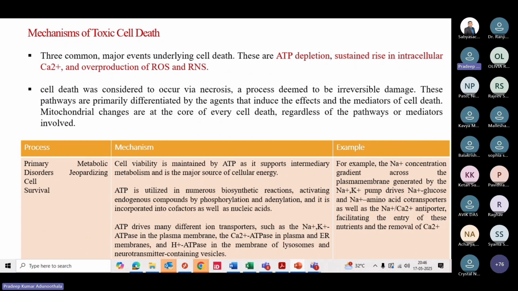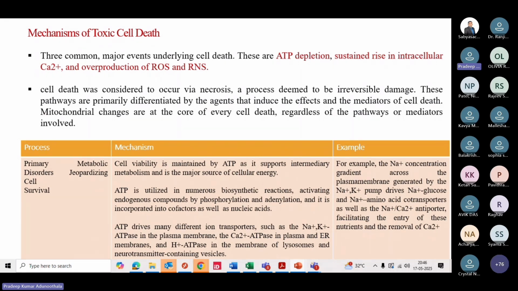ATP is utilized in many reactions, such as activating endogenous ligands, phosphorylations and adenylation, and it is incorporated into cofactors as well as nucleic acids. ATP also drives many different ion transporters, such as the sodium potassium ATPase in the plasma membrane and the calcium ATPase in plasma and ER membranes. All these work with ATP only.